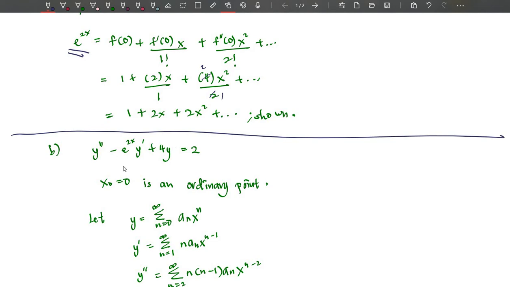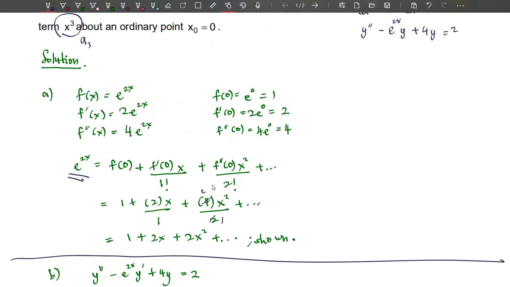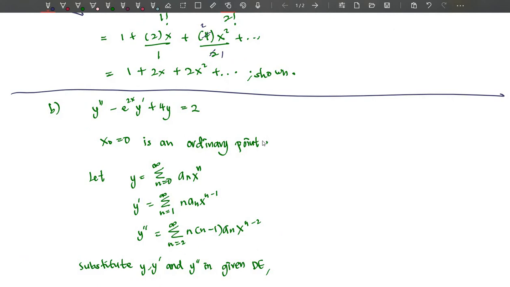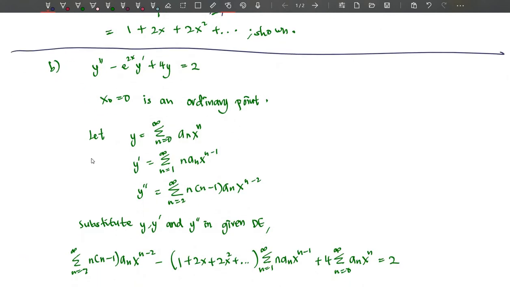So this is the equation: y double prime minus e^(2x) y prime plus 4y equal to 2. x naught equal to 0 is an ordinary point, so we will be solving this equation using the power series method. Let y equal to summation n equal to 0 until infinity a_n x^n. y prime is y differentiated with respect to x: summation n from 1 to infinity n a_n x^(n-1). Then y double prime, differentiating y prime with respect to x: summation n from 2 until infinity n(n-1) because we bring the power forward, a_n x^(n-2) because of minus 1 in the power.